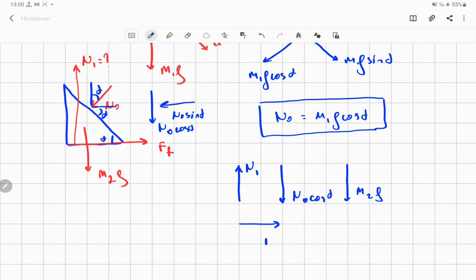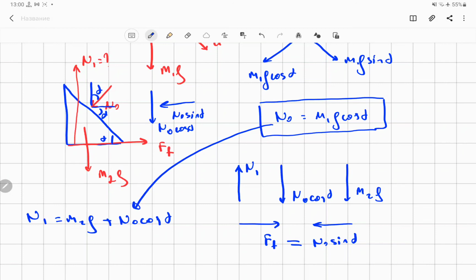Horizontal we have a friction force, because block is not moving, friction is very big, and in this direction we have N0 sine alpha. And we know that this block is not moving in horizontal direction. It means these two forces are equal to each other, but this information is not useful for now. And in vertical direction also no motion. It means acceleration in vertical direction equal to 0, so it means N1 equal to N0 cosine alpha plus M2G. So we can say N1 equal to M2G plus N0 cosine alpha.